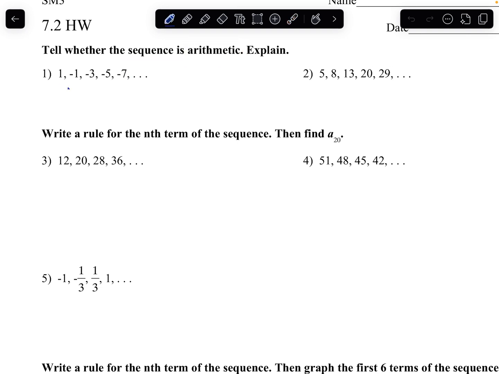And so yes, we refer to that as the common difference. So the common difference is -2.